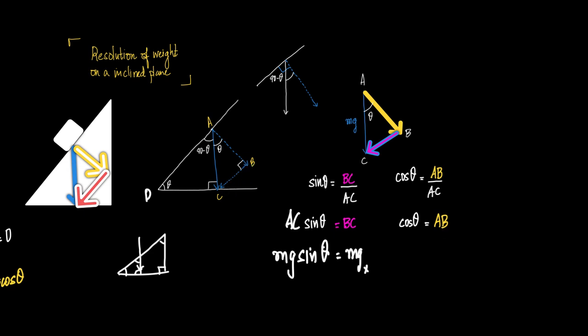What is AB? AB from this equation will be AC cos theta. Instead of AC, we have mg, so that is mg cos theta. Now AB is otherwise the vertical component of weight, mgy. So mgy is mg cos theta.